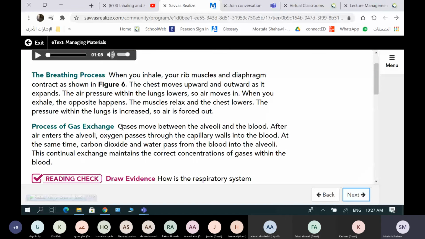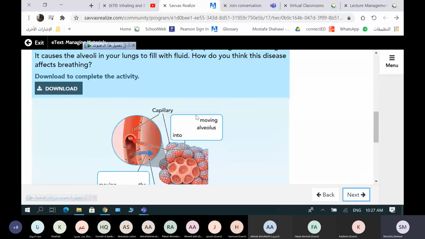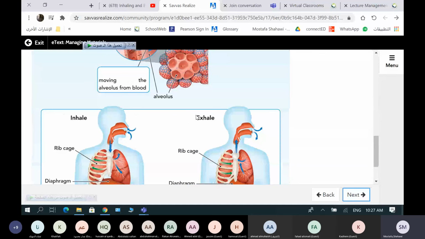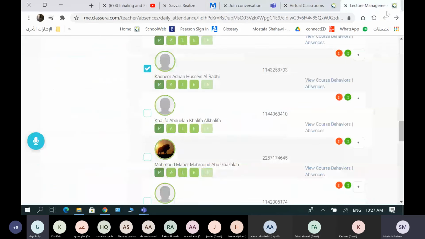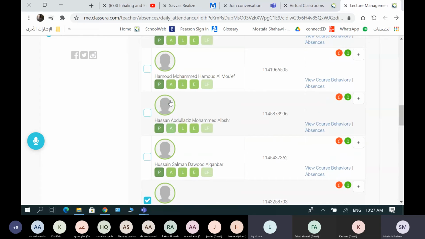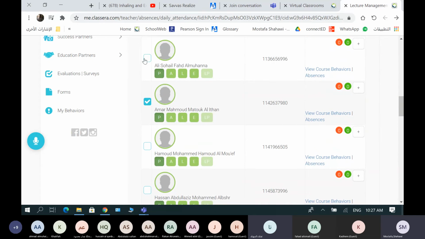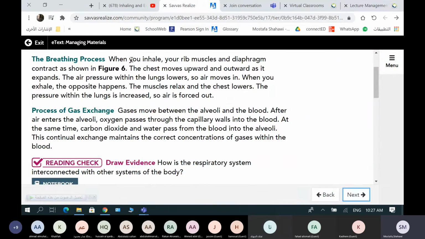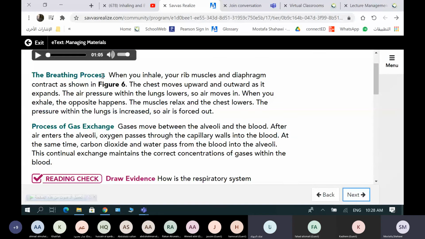The breathing process and the gas exchange. Let me pick someone to read with me. Yes, can I read? Who are you? Ali Al-Muhanna. Okay, Ali, read, no problem. Read after him. Okay, Muhammad Lilal. Read, Ali Al-Muhanna.